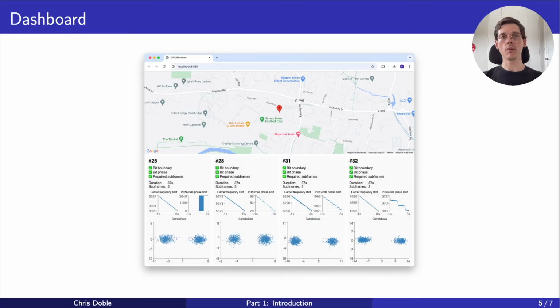I'm going to assume you're comfortable with calculus, complex numbers, and the properties of waves like amplitude, frequency, and phase. However, you don't need to know anything about GPS or signal processing. I certainly didn't when I started this project.